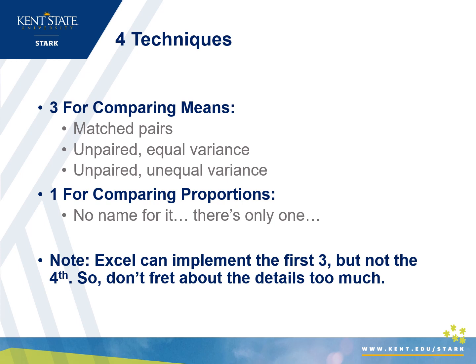In doing these kinds of comparisons, we have four techniques. Three of them are for comparing means and one for comparing proportions. The three for comparing means exist in a hierarchy, as listed here. The top of the list, matched pairs, is the most powerful technique, but the situations in which you can use it are inherently limited. The last, unpaired with unequal variance, is a weaker technique. That is, it involves greater levels of uncertainty, and therefore a smaller likelihood of rejecting the null for a given set of data, but it's much more widely applicable.